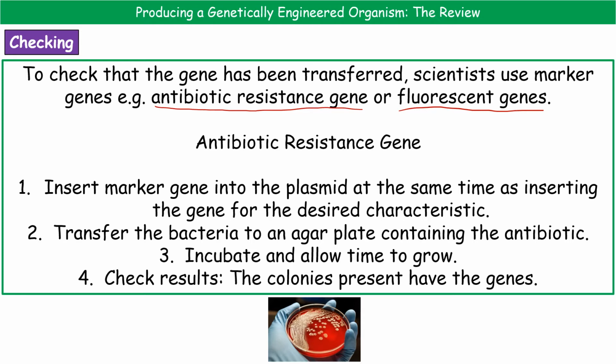If we consider the antibiotic resistance gene first of all, we insert a marker gene for antibiotic resistance into the plasmid at the same time that we put the gene we want for our characteristic in. We then put our bacteria onto an agar plate that contains that particular antibiotic, and we leave it to give it time to grow. If we have colonies present on that agar, then they must have that marker gene, the antibiotic resistance gene. And if they picked up that, then they picked up the gene we intended them to as well. So any of those colonies present have the genes we wanted them to.